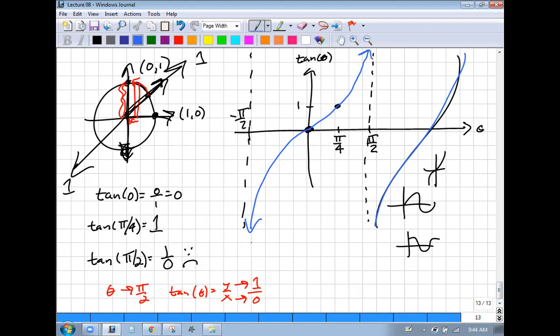So for tangent, if you're manipulating it, if you have like tangent of bx, the period, instead of being 2 pi over b, is going to be pi over b. Right? Anytime you have a periodic function, you take what the base period would be, and then you compress it by a factor of b. So for tangent, instead of 2 pi, it's pi over b, because it repeats every half circle instead of every circle.